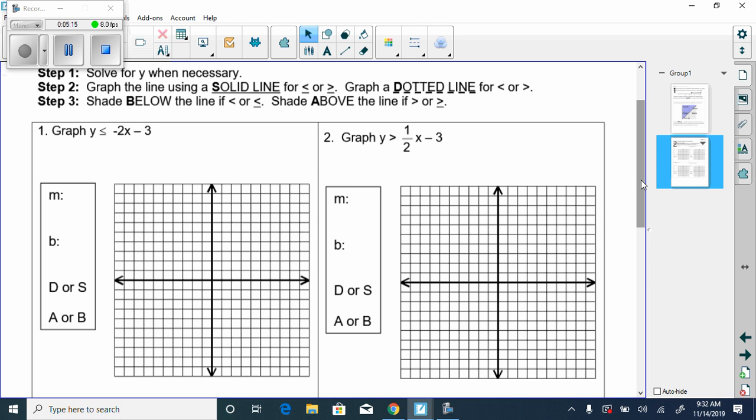Where does it say it's going to start at? -3. So we go down here to our point, -3. And our slope is -2. So that means we're going to go up and over how much? Right, in the negative direction. So I'll go up 2 and over 1.